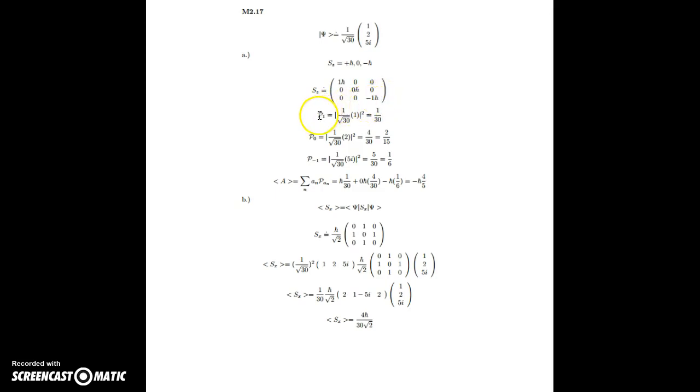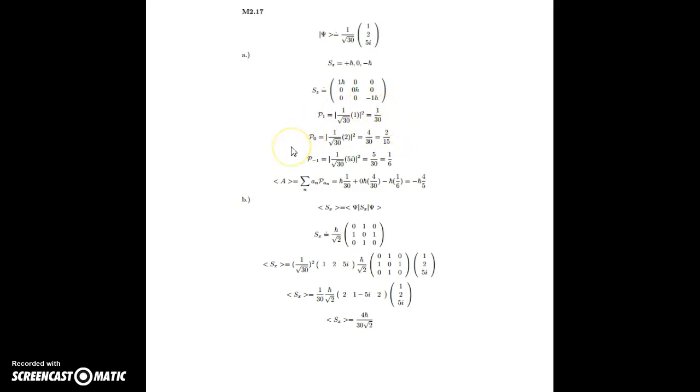So then when we're finding the probability of getting a plus h, it turns out to be just 1 over the square root of 30 times 1, and that squared. So the probability of it being plus h is 1 over 30. The probability of 0, so next we're looking at this part, is 1 over square root of 30 times 2, that squared, so we get 4 over 30, which is just 2 over 15.